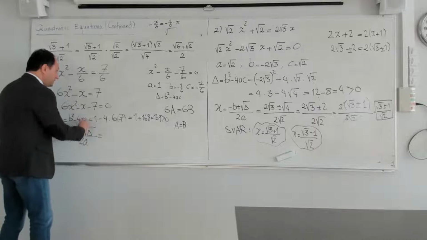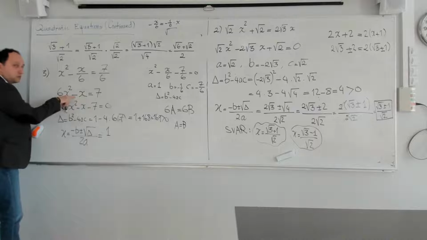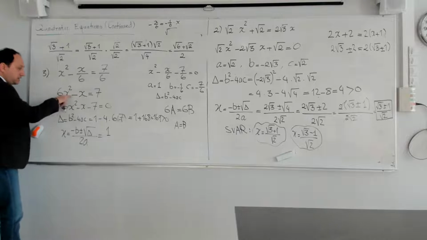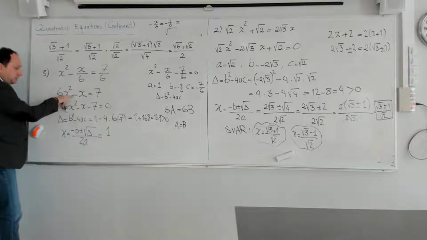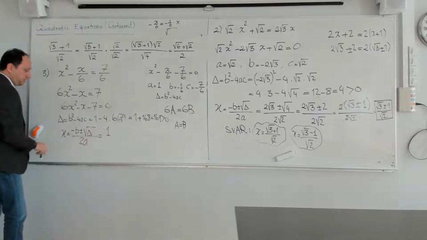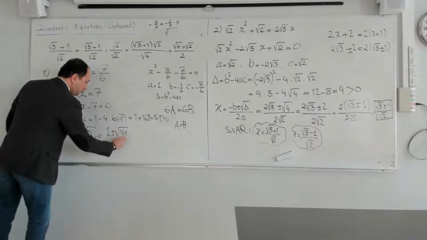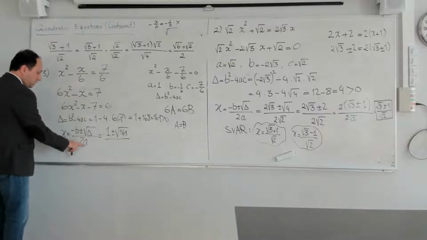So this becomes minus b. Minus b is 1, because b is minus 1 here. Yes, everyone understands? If not, please interrupt. This b is minus 1, so minus b becomes positive 1. And then plus or minus the square root of 169, and then divided by 2 times a.